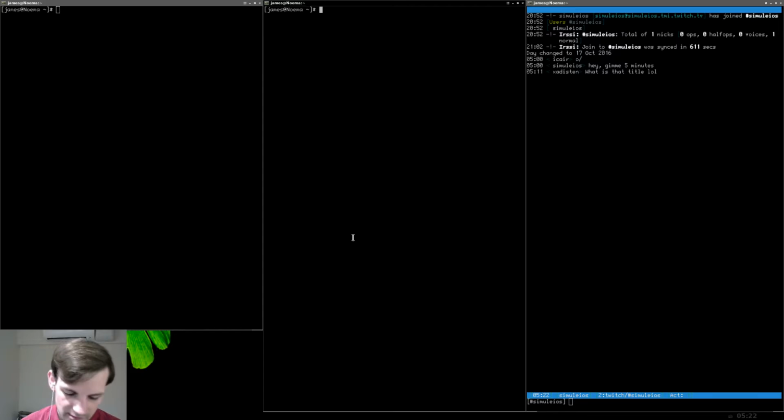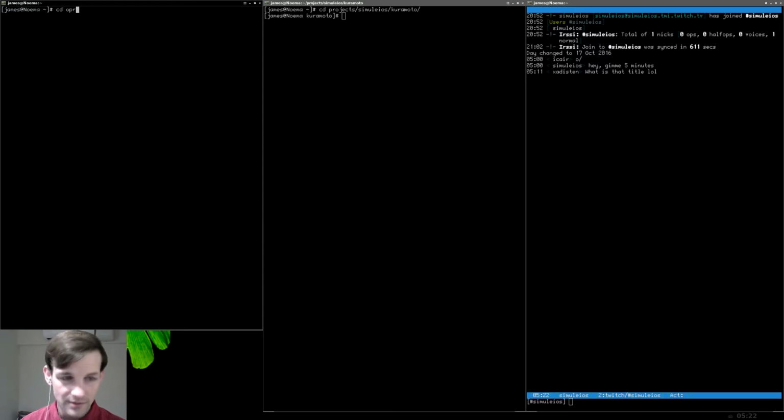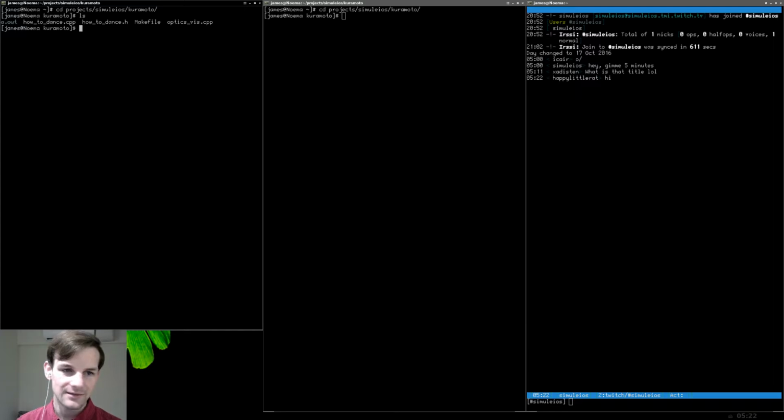So let's go ahead and get started. Let's cd into projects, Simuleos, and of course, Kuromoto. Okay, at this point, I do not have a makefile really ready. However, we have one in this directory, so let me go ahead and open up the makefile.